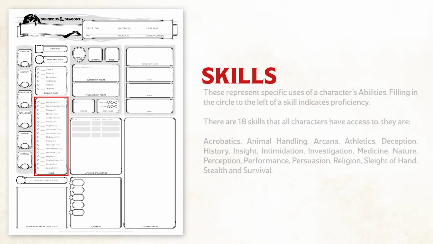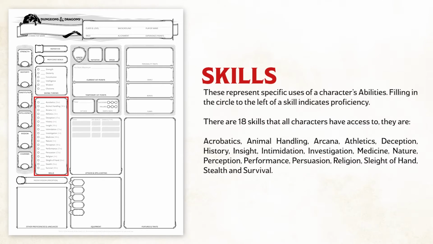Skills. These represent specific uses of a character's abilities. Filling in the circle to the left of a skill indicates proficiency. There are 18 skills that all characters have access to. They are acrobatics, animal handling, arcana, athletics, deception, history, insight, intimidation, investigation, medicine, nature, perception, performance, persuasion, religion, sleight of hand, stealth, and survival.